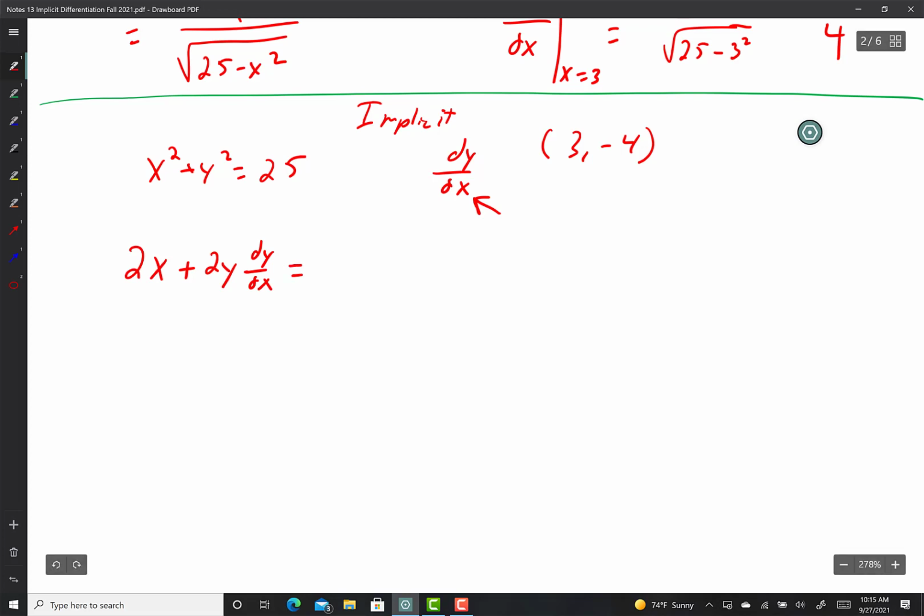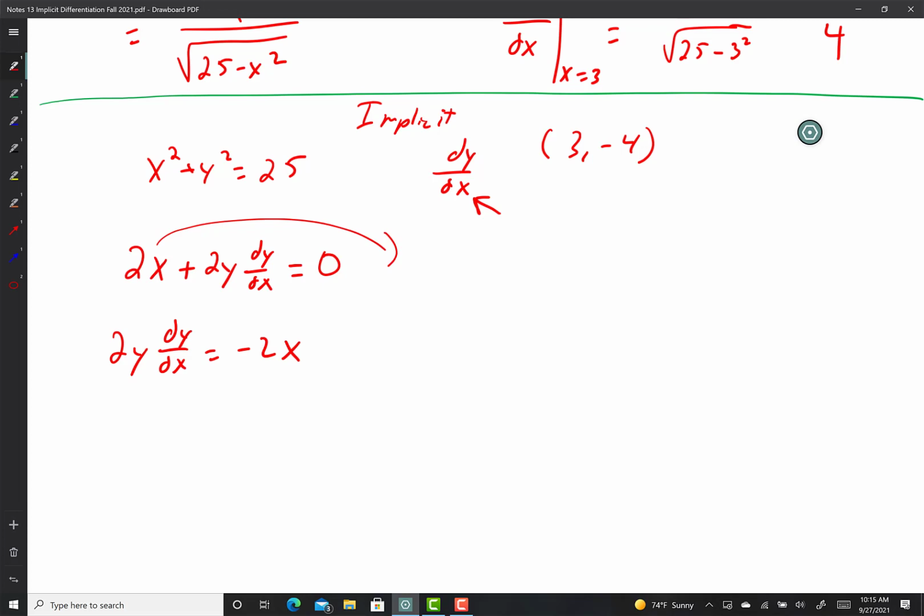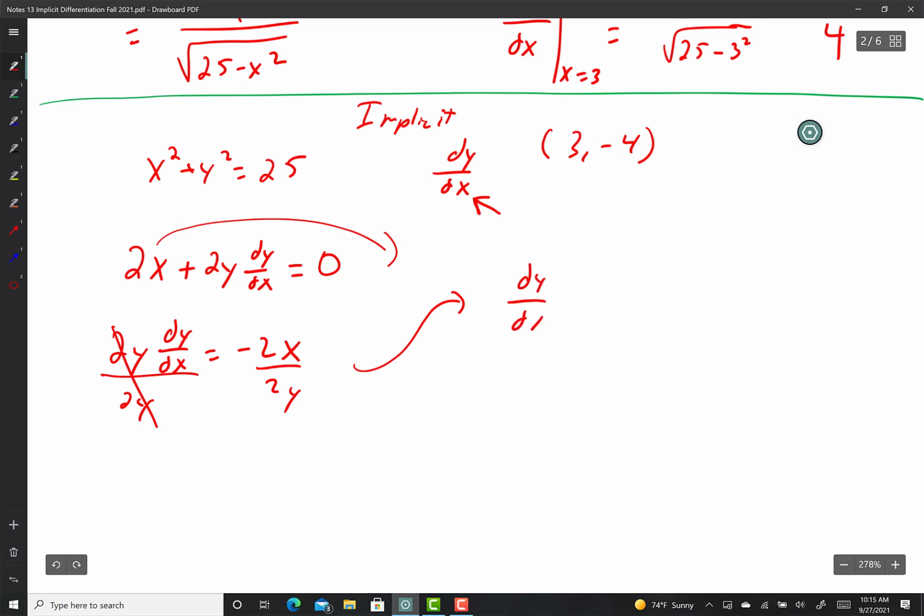Equals 25. That's a constant. What's the derivative of that? 0. Now you are done. The rest is algebra. Move the 2x to the right: 2y dy dx equals negative 2x. And then how do I get dy dx by itself? Divide by 2y. If you want to cancel out the 2's, go for it. dy dx is equal to negative x over y.